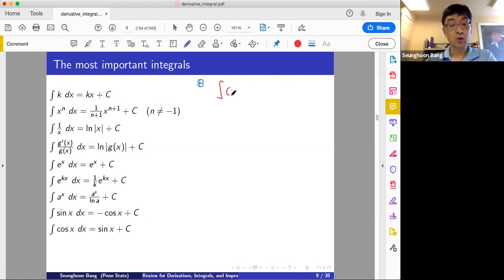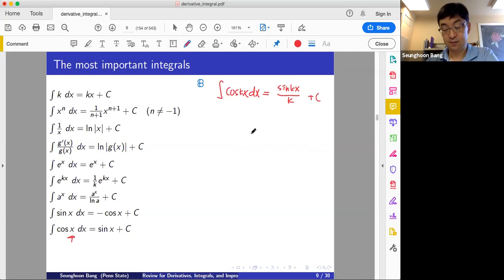Do you know this one? What is the integral of cosine kx dx? What is your answer? You can change it: replace x by kx. Could you write your answer on the chatting board? So what is your answer? The integral of cosine kx dx is, do you know the answer? Similarly, we have sine kx over k plus c. So really be careful. The derivative of sine kx gives k times cosine kx, so the answer is sine kx over k plus c.